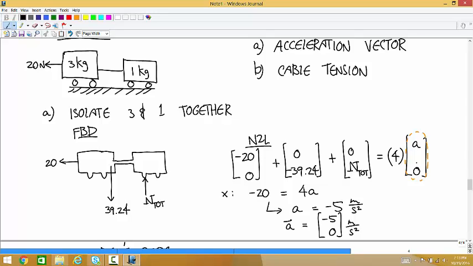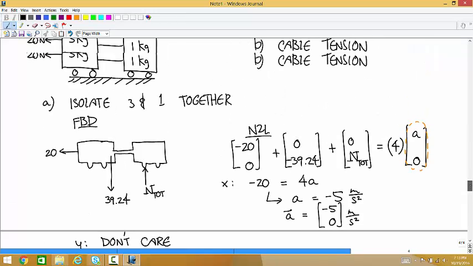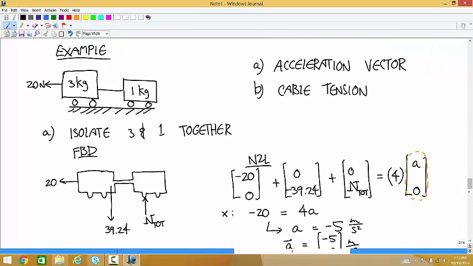Okay, let me just do part B. For part B, now we have the acceleration. We have to isolate one of these two carts. Which one do you want to isolate? Well, it turns out it doesn't matter. No matter which one you isolate, you'll get the same answer. That's good, because it would matter if they gave different answers. It's sort of cool how that works, actually.